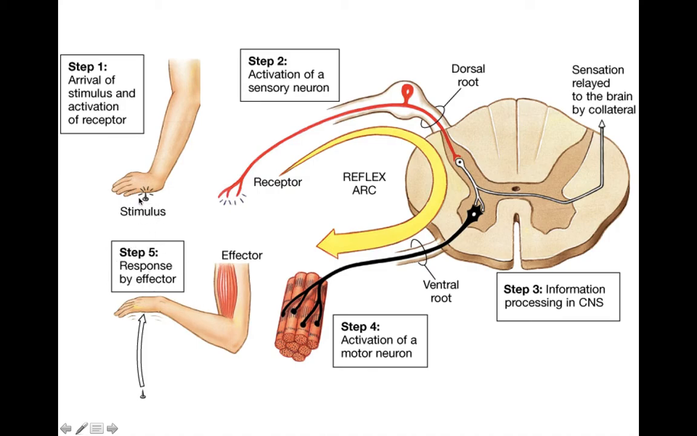So we have to have a stimulus. We have to have receptors on the sensory neuron to receive that stimulus, 1. Sensory information brought in through the dorsal root into this gray matter of the spinal cord through a sensory neuron, step 2. Step 3, information processing, so synapsing in the gray matter, step 3. Step 4, information goes out through the ventral root along motor neurons. Those motor neurons synapse with a muscle. And step 5 is response by the effector, okay, which in this case is a skeletal muscle.